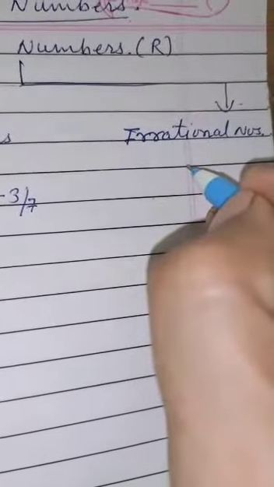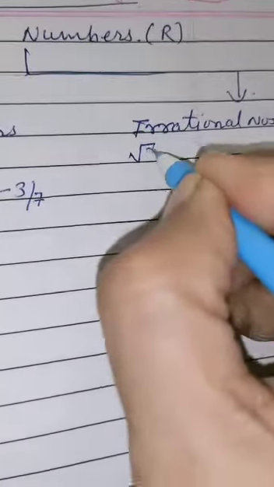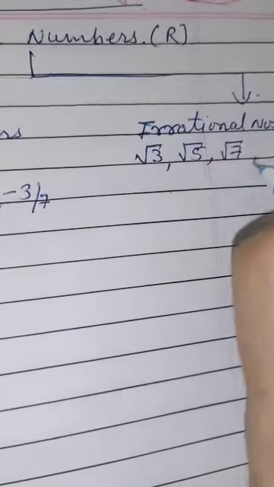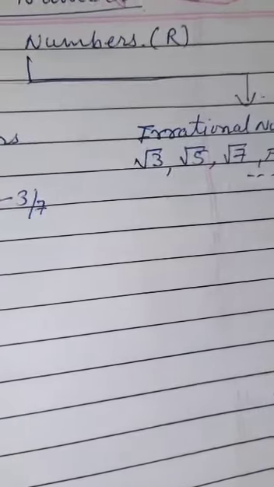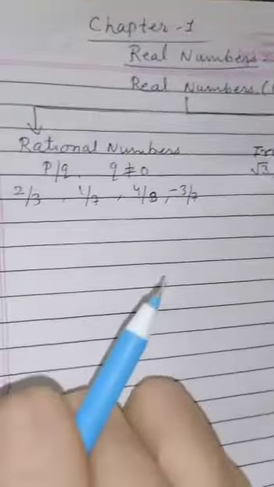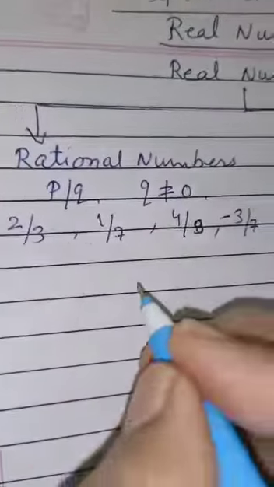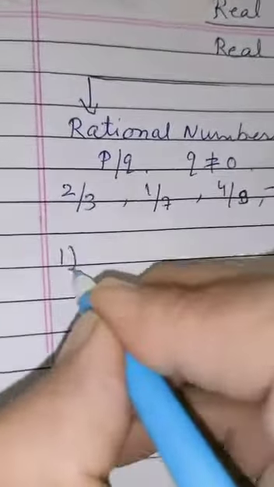Irrational numbers are those which cannot be represented in the form of p by q, like root 3, root 5, root 7, pi, and so on are the examples of irrational numbers. Now about their decimal expansions.